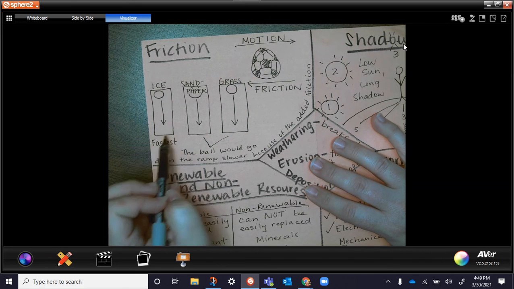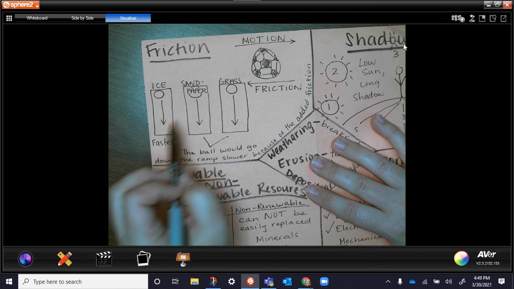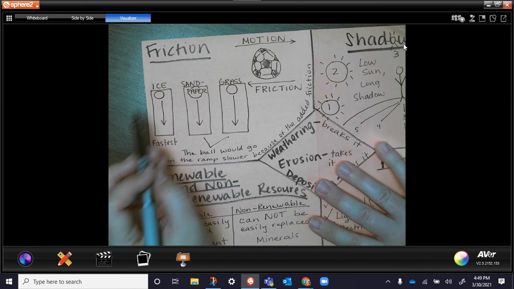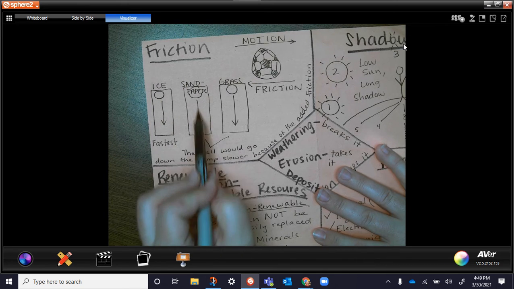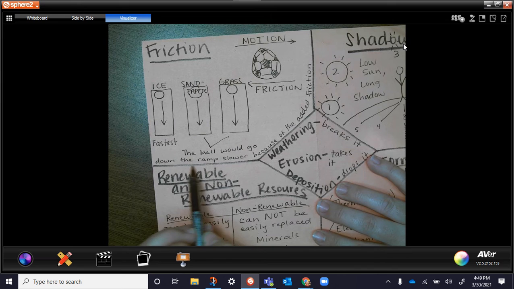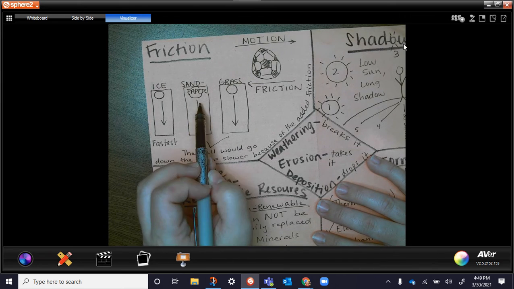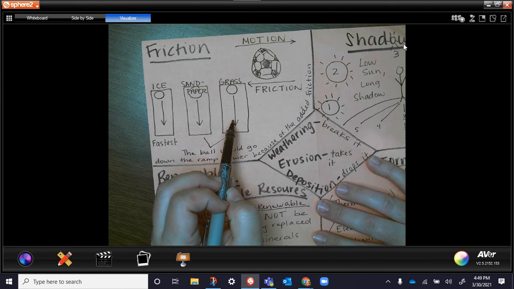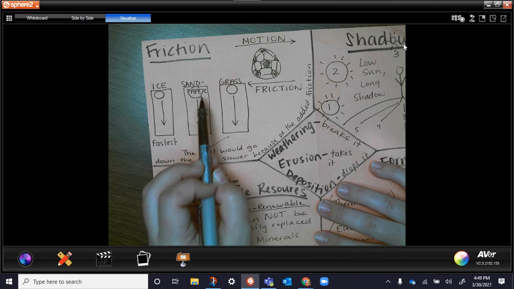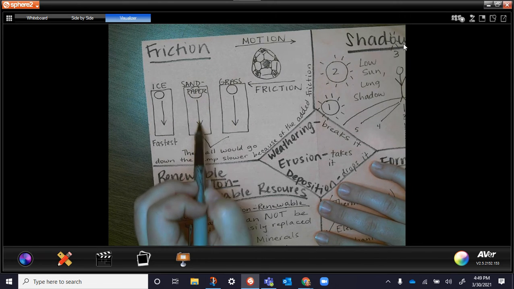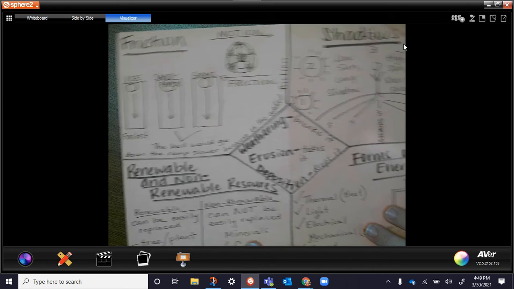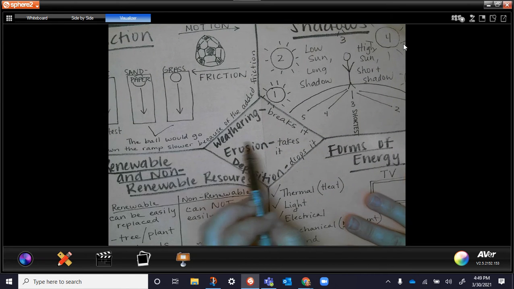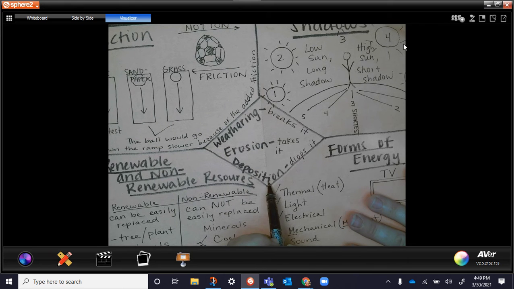If we have 3 ramps here, we've got ice, sandpaper, grass. Ice is going to have the least amount of friction, so it's going to go down the fastest, versus the sandpaper and the grass are going to move down the ramp a lot slower because these are really rough surfaces and they have a lot more friction. So the more friction you have, it's not going to go down as quickly as this ball would on the ice.